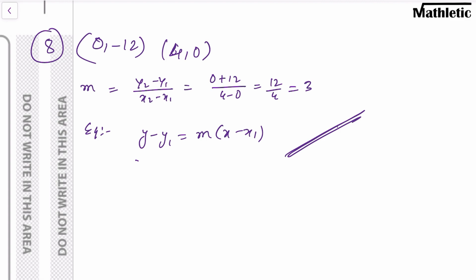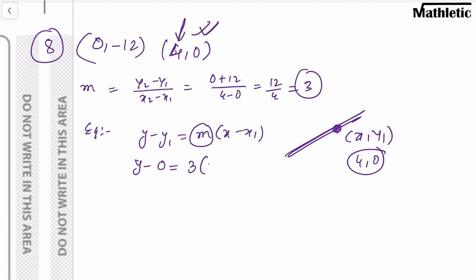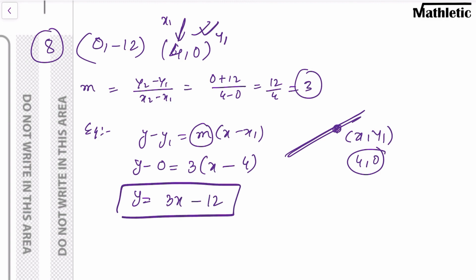The gradient is m, and you can select any point. Suppose I am selecting 4, 0. So y minus 0, where x1 is 4 and y1 is 0. m is the gradient, which is 3. So y equals 3 times x minus 4. So it's 3x minus 12. That's the equation of the line.